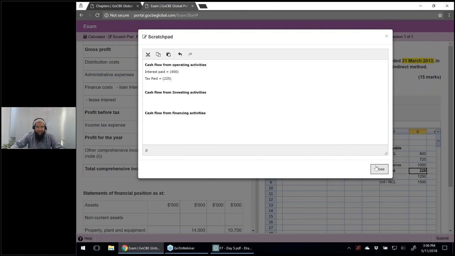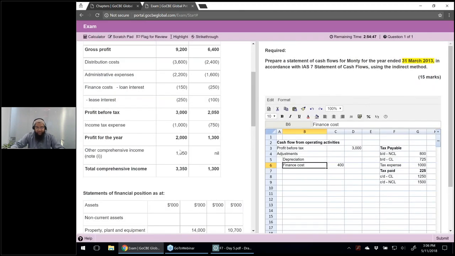Now the question has given us other comprehensive income of 1350, which is positive, which means that the asset would have been revalued upwards, and there is a reference to note number 1 with it. So the details will be provided in note number 1.